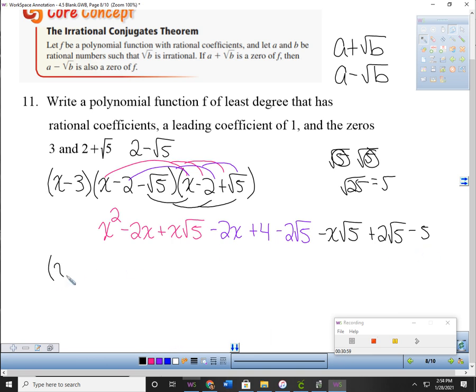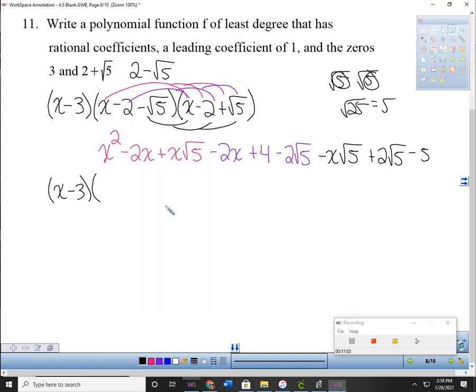So I'm going to keep the x minus 3 up here, and I'm going to go ahead and combine my like terms. Now notice, I have a positive x square root of 5, and I have a negative x square root of 5. That cancels. I have a negative 2 square root of 5 and a positive 2 square root of 5. That cancels. Now I don't have any more roots, right? That's the goal, okay? If you have roots left, then you've done something wrong, all right? And it was probably something to do with your signs.